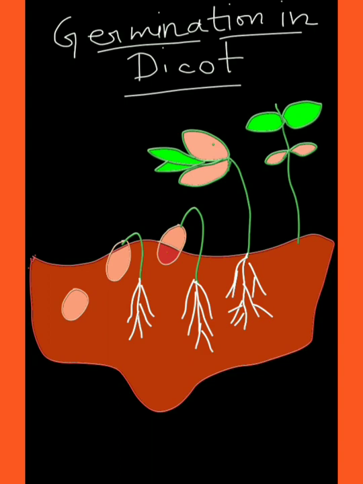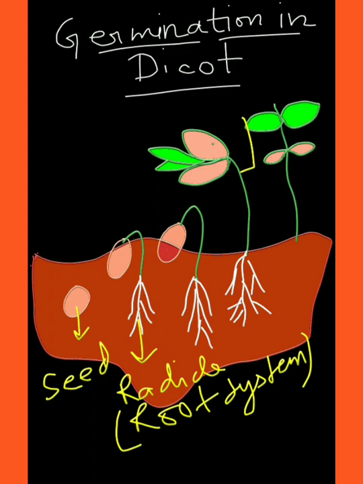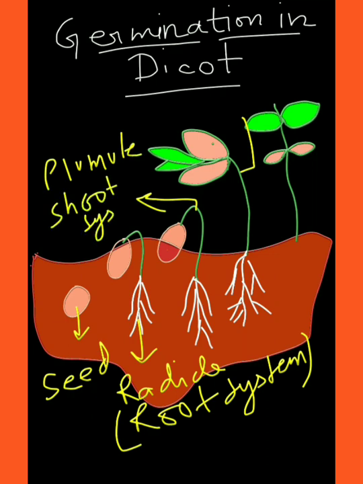Now let me show you how germination takes place in dicot. First, the seed absorbs water from moist soil. After 1 or 2 days, the radicle emerges and grows downwards, that develops into a root system, and this plumule develops into a shoot system.